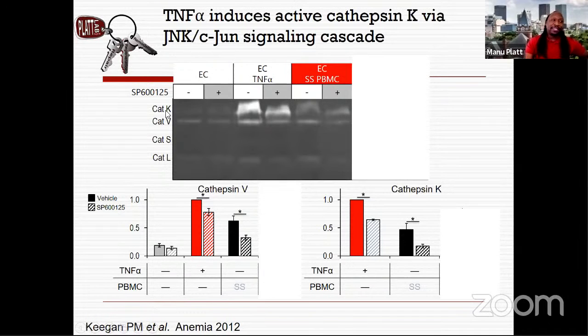You can see endothelial cells alone, you don't see much change. When we add TNF alpha, cathepsin K is turned up by endothelial cells. When you add JNK inhibitor, you can reduce that by about 40%. Then with our sickle cells alone, without the drug, you see that SS PBMCs turn up cathepsin K as I showed you, but with the drug inhibitor, you can reduce that again by 50%, showing that this JNK pathway is playing a part in the induction of these proteases.